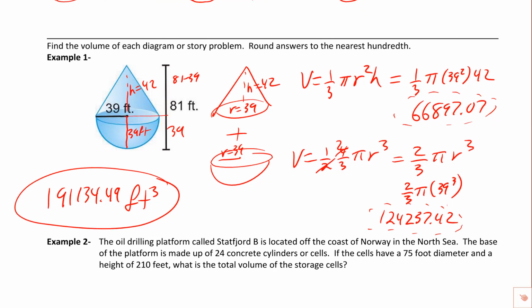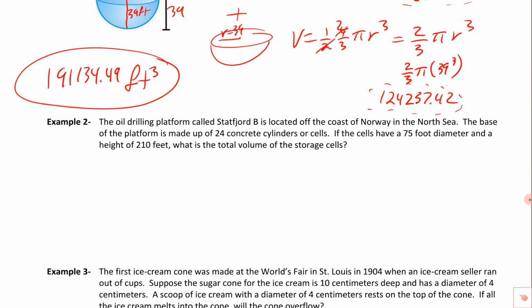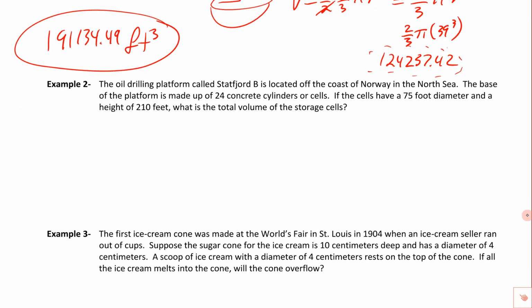Okay, let's come down here. Now we've got a story problem. Let's take a look at that one. It says, the oil drilling platform called the Stratford B is located off the coast of Norway in the North Sea. The base of the platform is made up of 24 concrete cylinders or cells. If the cells have a 75-foot diameter and a height of 210 feet, what is the total volume of the storage cells?